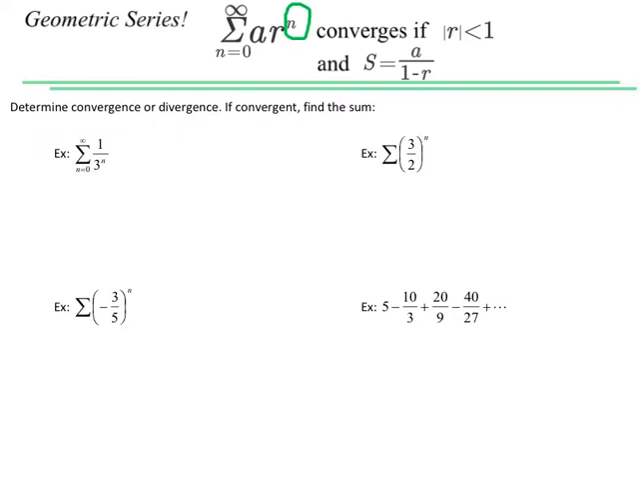It converges if the absolute value of r is less than 1, meaning r is between -1 and 1. It's divergent otherwise. If it converges, so if the absolute value of r is less than 1, the sum is a over 1 minus r, okay?